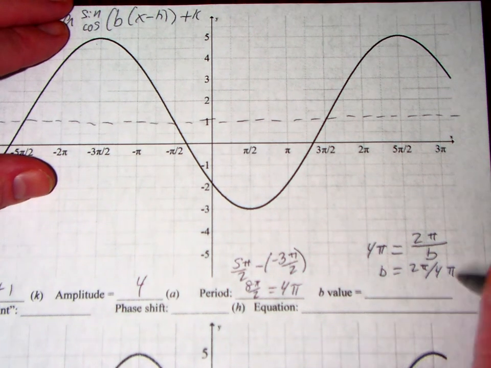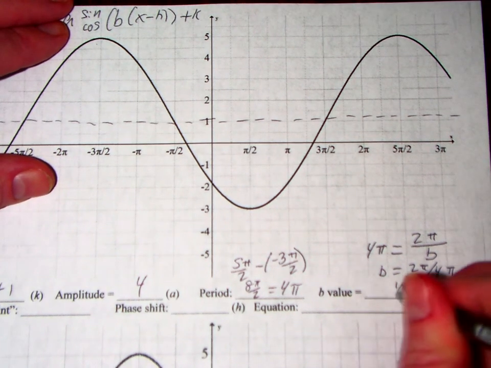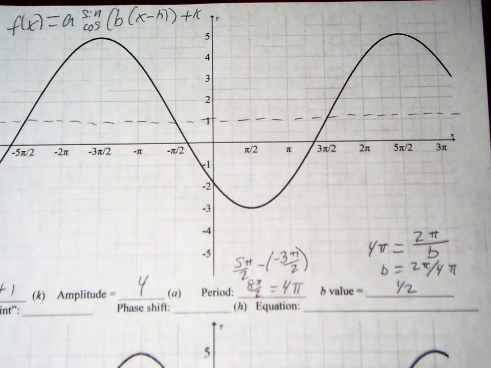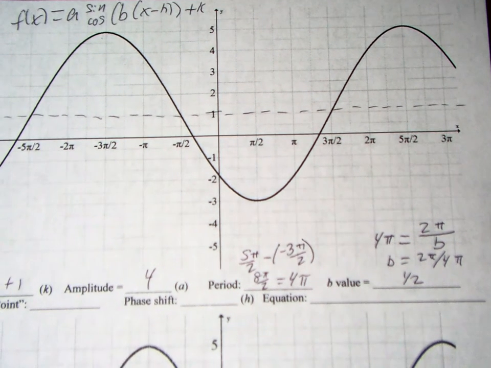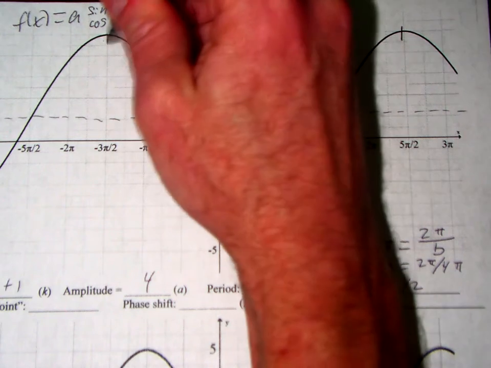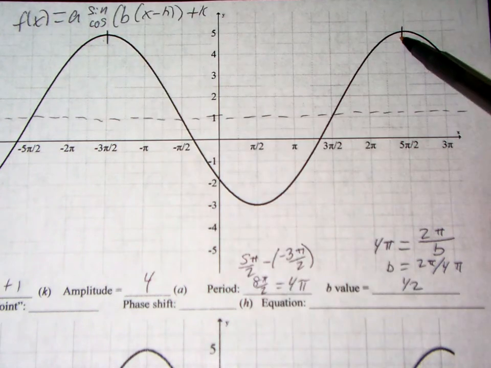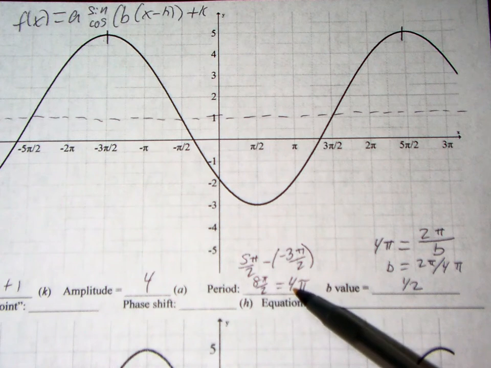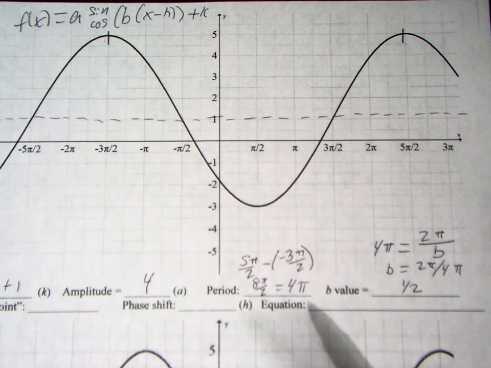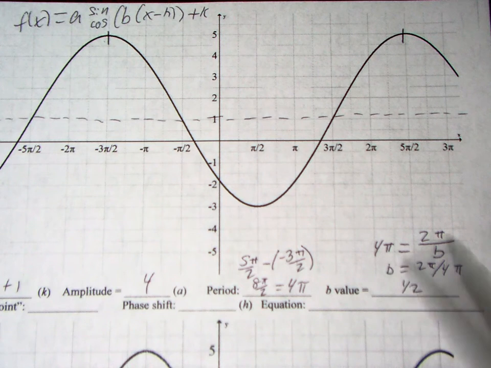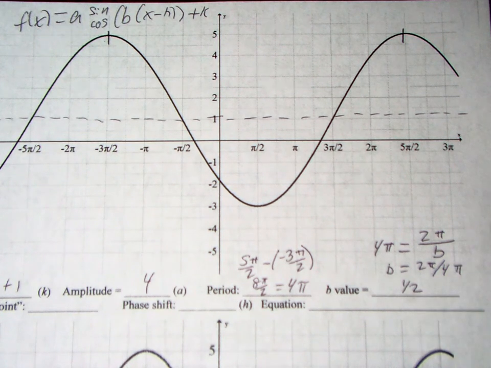And that will simplify out to 1/2. So my b value is 1/2. Okay? So again, to find the period, I use peak to peak. Right side minus the left-hand side, watching the signs, simplifying. And then once I know my period, I just use my equation from before, the period equals 2 pi over b, simplify that, and so my b value is 1/2.